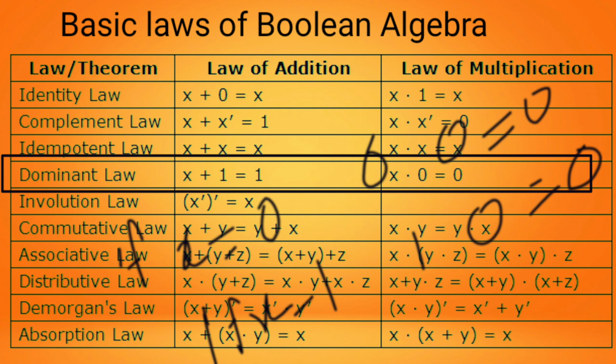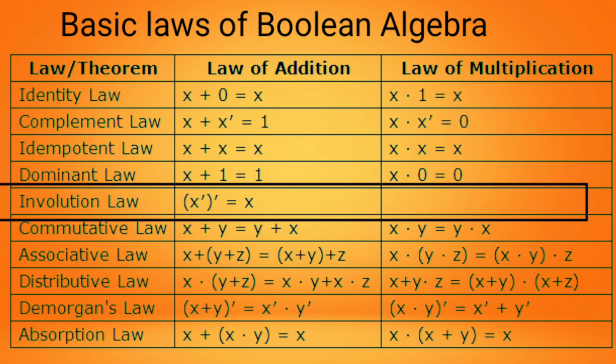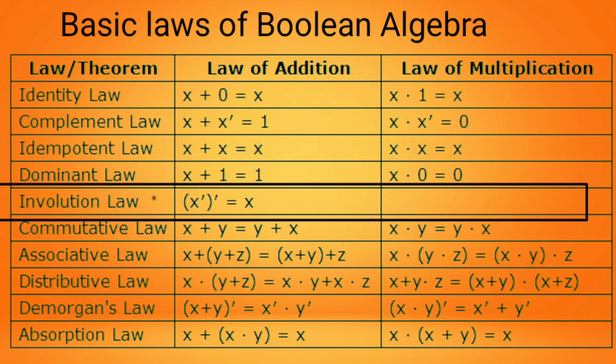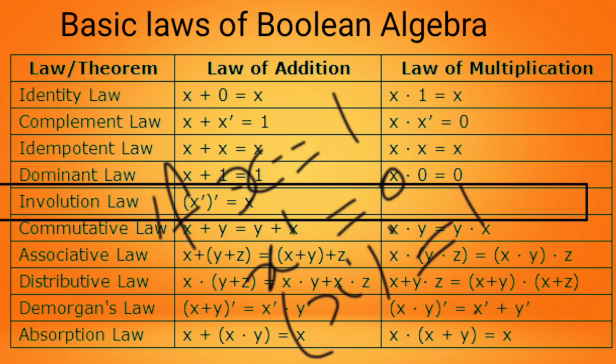If x equals 1, 1 dot 0 equals 0. The next one is involution law: (x complement) complement equals x. If x equals 0, x complement equals 1, and (x complement) complement equals 0, which is equal to x. If x equals 1, x complement equals 0, and (x complement) complement equals 1, which is equal to x.